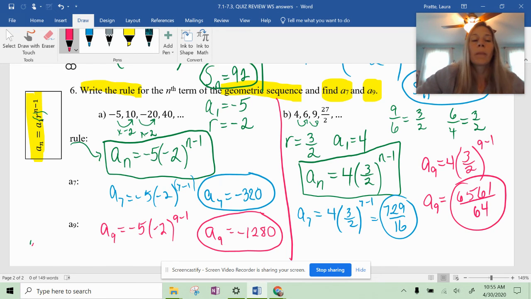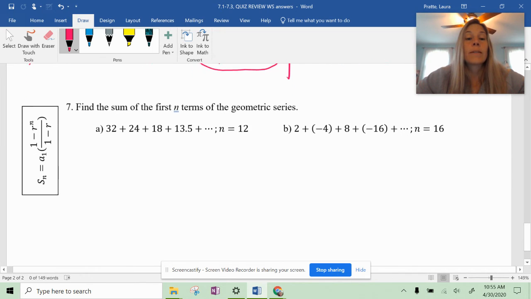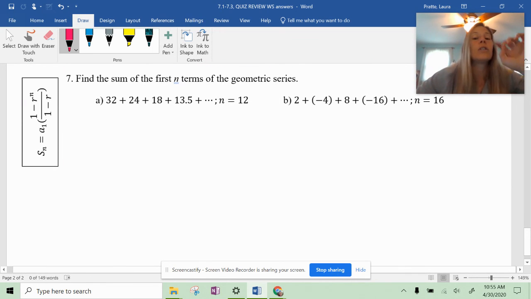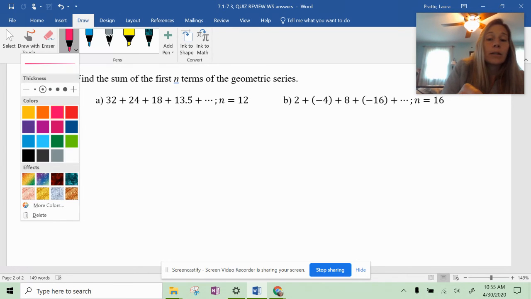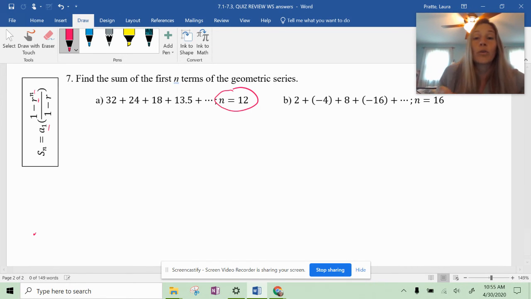Okay. And then the last thing we're going to review is the summation formula for geometric series. So find the sum of the first n terms of the geometric series. For this one, you basically need 3 things. You need the a sub 1, you need the R, and you need the N. So we're given the N. You remember, you have to be given that.